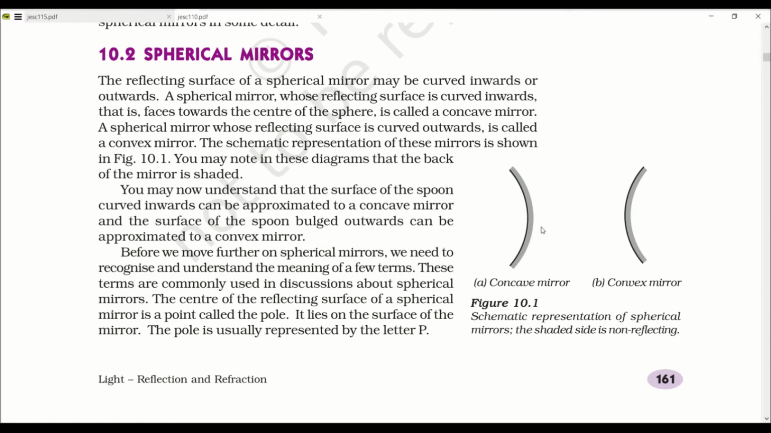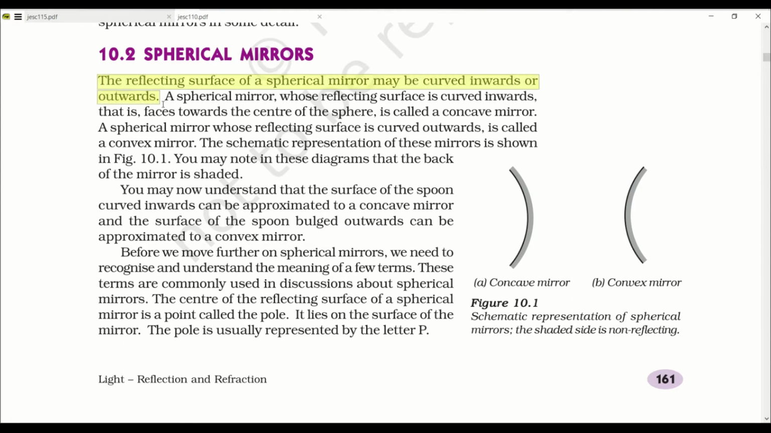Here you can see two diagrams. The black line that you see on the left hand side is the reflecting surface. So when you see a cave-like structure, it is called a concave mirror, and when you see a bulgy surface, it is called a convex mirror. Now this is one part of a mirror, that is a curved mirror, and this is the other part of a curved mirror. Both are parts of a sphere, a total sphere.